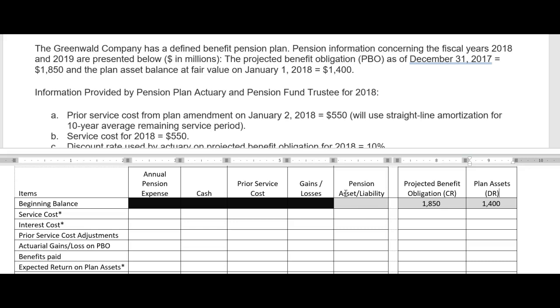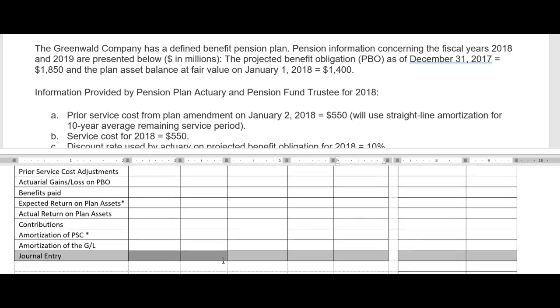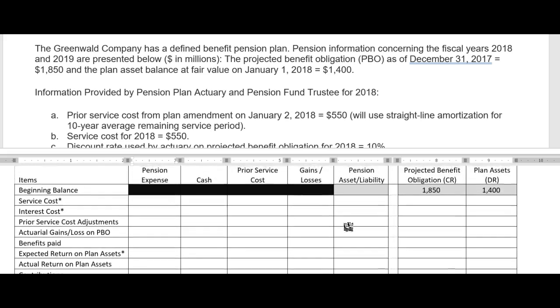Now, what's this pension asset liability? Well, some companies will hit PBO directly and plan assets. Some will do a summary account, pension asset liability. I like to carry this just to make sure that I'm in balance, because if we sum up these 5 here, we should be in balance, and that tells me my debits equal my credits at the end of the pension worksheet.